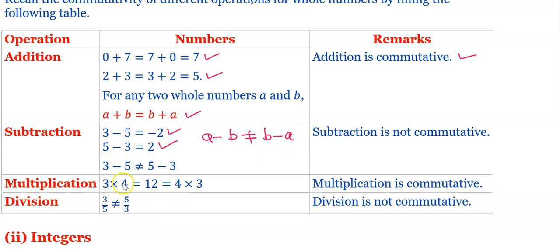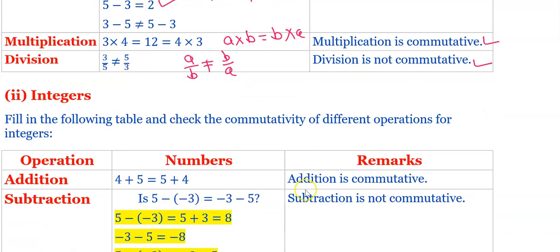Multiplication: 3 into 4 equals 12, 4 into 3 is also 12, and therefore multiplication is commutative. Here a into b equals b into a. What about division? 3 by 5 is not equal to 5 by 3. Here a upon b is not equal to b upon a, and we say that division is not commutative.